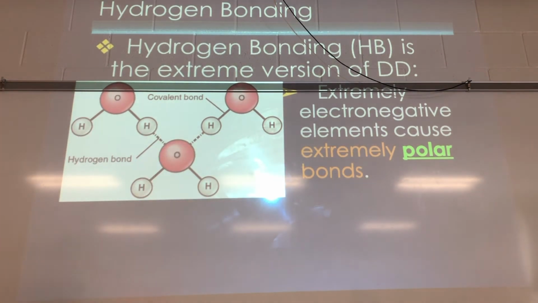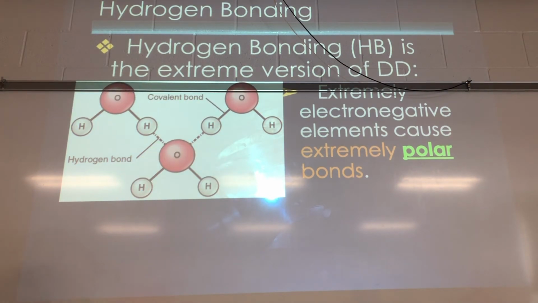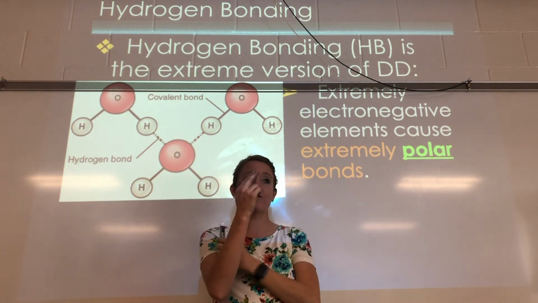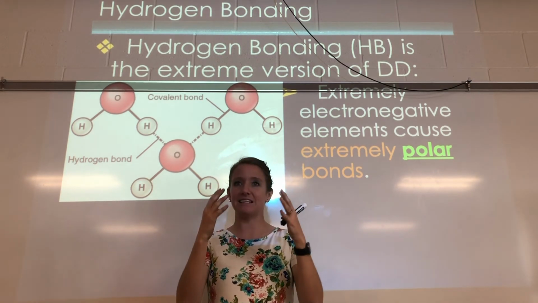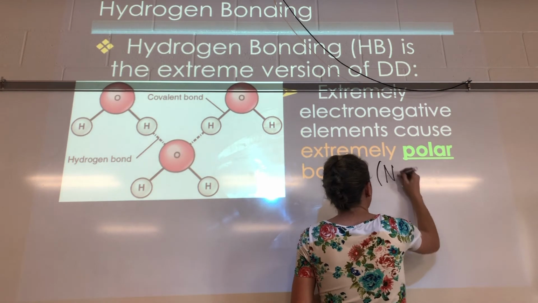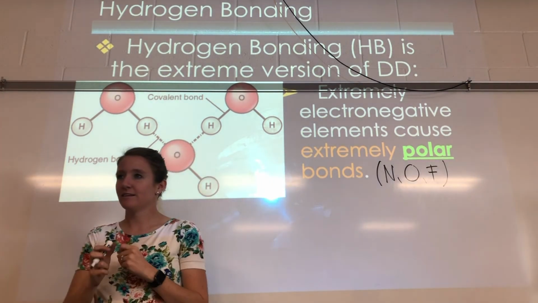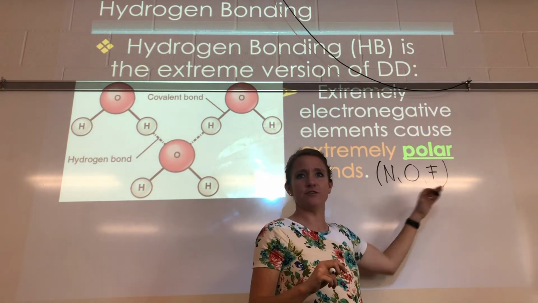The way that this extreme magnet works is there's two requirements. First off, you have to have a substance that is very, very electronegative. And there's only 3 that scientists have found and measured that make it this extreme. So the 3 elements are nitrogen, oxygen, or fluorine. So I'll often refer to NOF when we talk about hydrogen bonding.